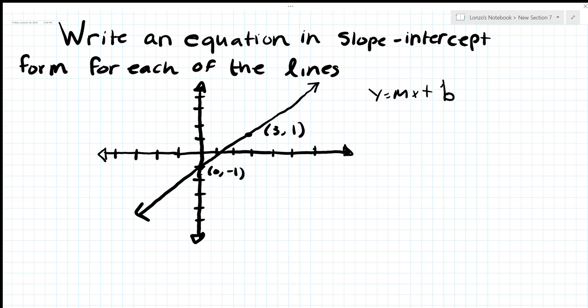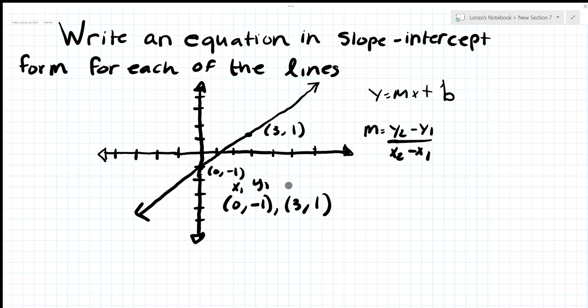So how do we do this? How do we find the equation for this? First off, we need to find the slope, right? Remember, slope is y2 minus y1 over x2 minus x1. And they give us 2 points, so we can use the slope formula. They give us this point, (0, -1), and then (3, 1). So what I'm going to do is label this x1, y1, x2, y2, and then just put it in this formula. So what is our y2?